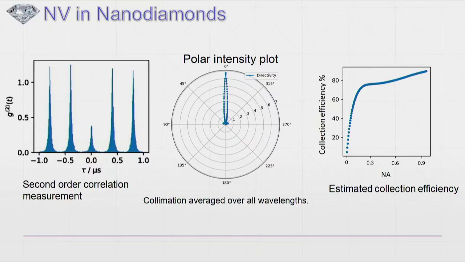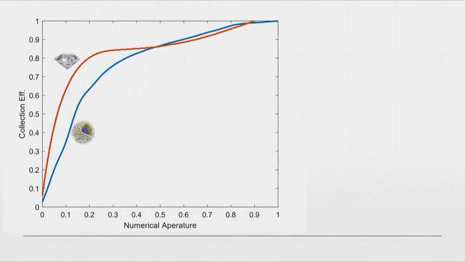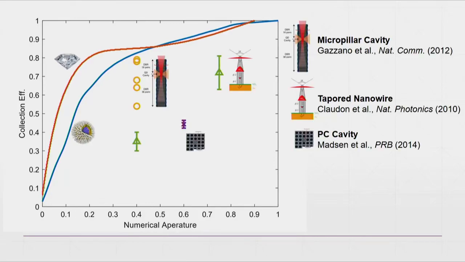So the natural question is, okay, this is good collection efficiency, but how does it compare to other schemes? So again, we just plot these two collection efficiency curves for the nanodiamonds and for the colloidal quantum dots and compare them to other sources. For example, here you have micropillar cavities, tapered nanowires, and a photonic crystal cavity here. And you can see that our antennas operate quite well compared to these schemes.